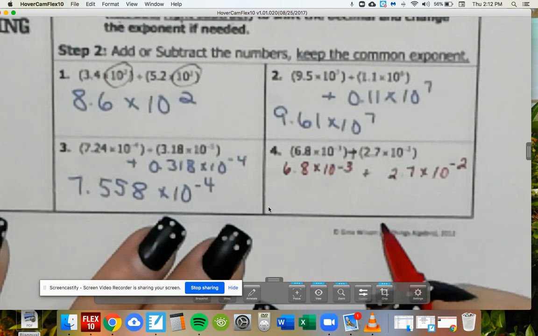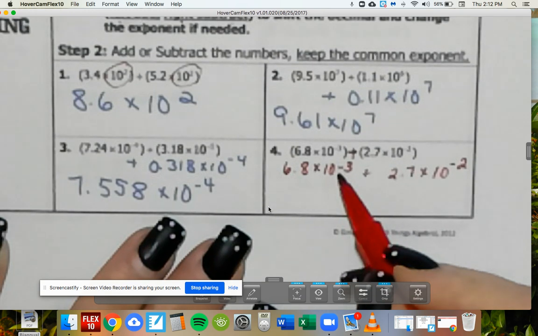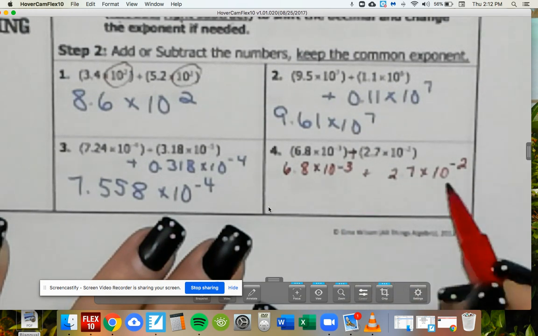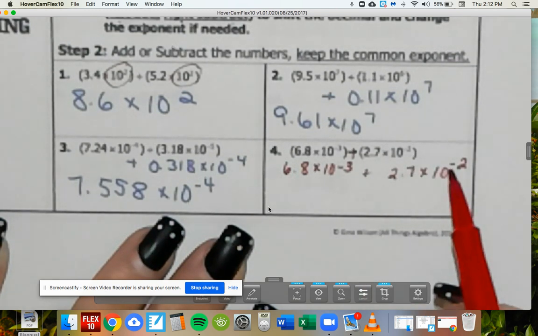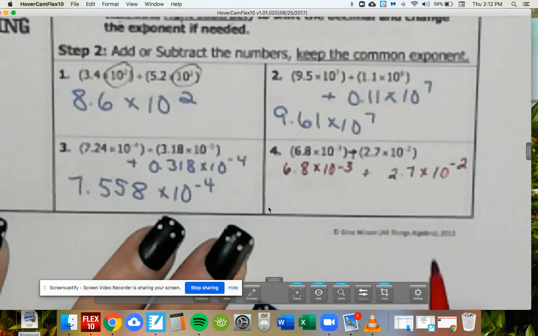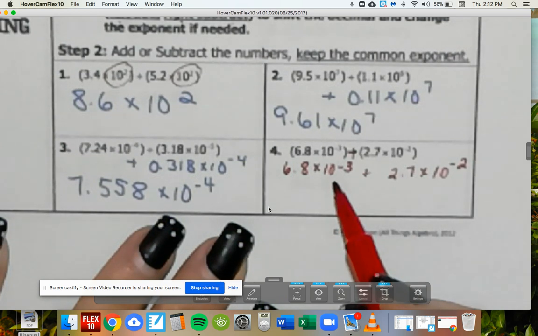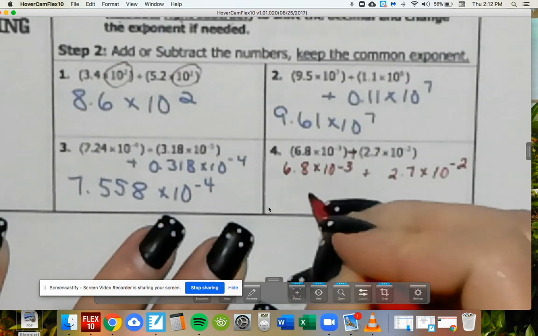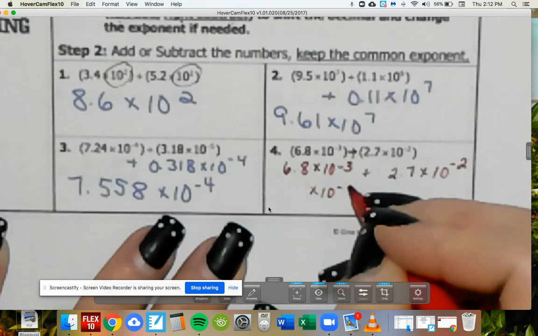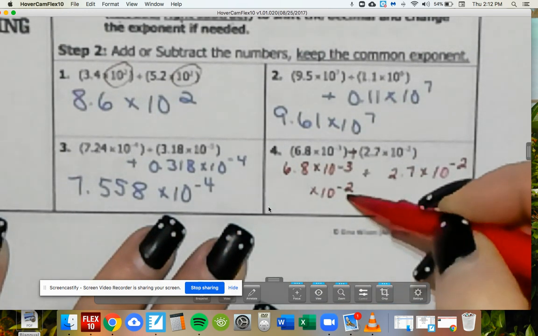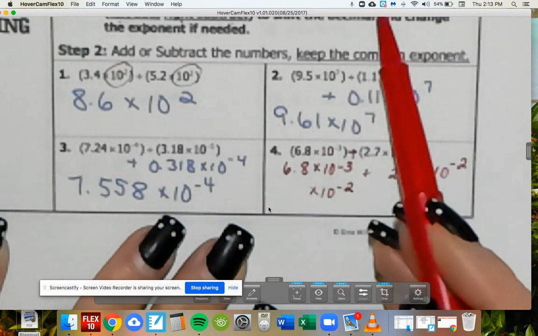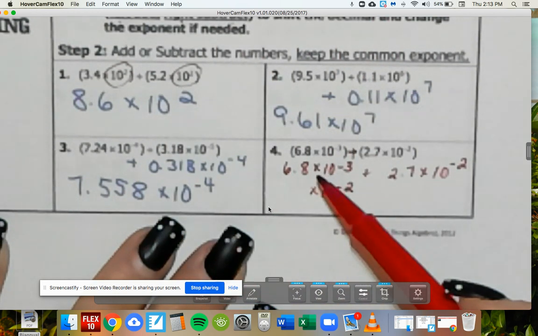I'm so sorry. Okay, so we have a negative 3 and a negative 2. Which one is a larger value? And when they're negative, be careful, right? Because it's actually the negative 2 that is larger than negative 3. So this is the one that needs to be changed. We're going to change it to a 10 to the negative 2. To get from a negative 3 to a negative 2, you're adding, right? And when we add, that's when we move our decimal to the left.